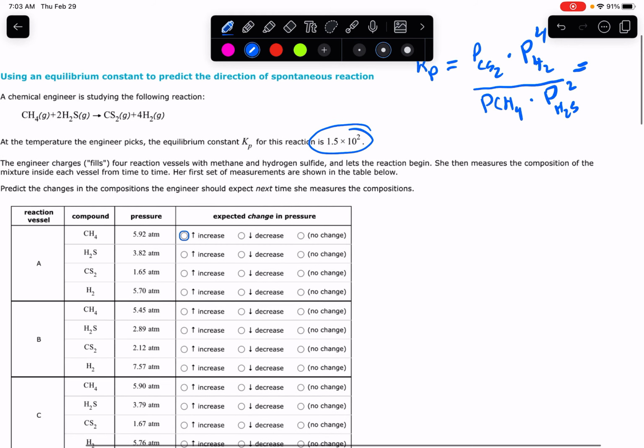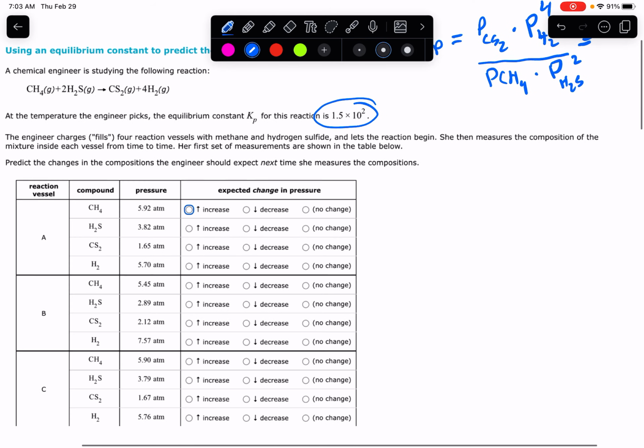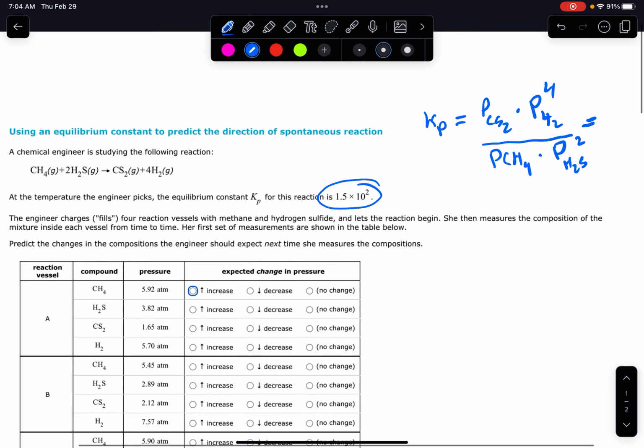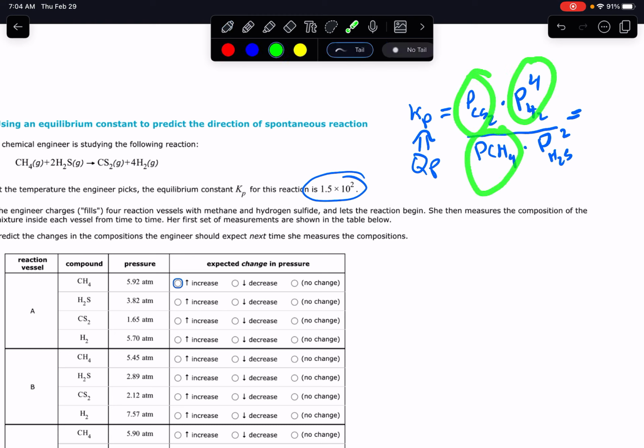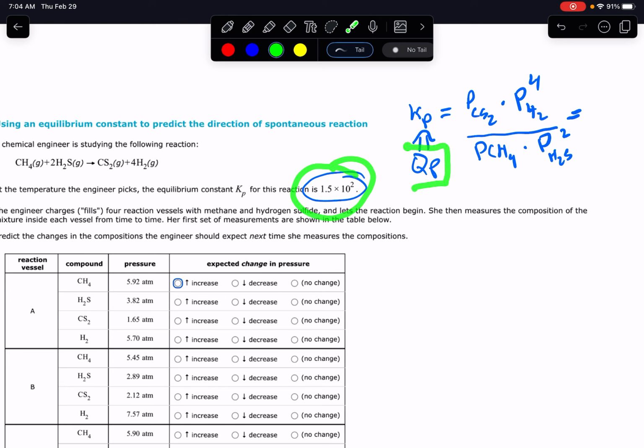So what we can do is, for each of these scenarios down below, we can solve for Q. Just a gentle reminder, I could write my Qp exactly the same as my Kp. The only difference is that for my Q, I can put any numbers I want in here, whereas with my Kp, all these numbers are at equilibrium and they equal this. So we want to take the random numbers they've given us down here and plug them in, get a value for our Q, and compare our Q to our K.